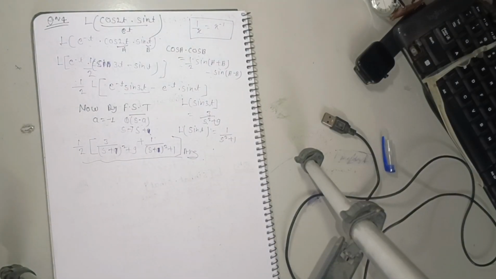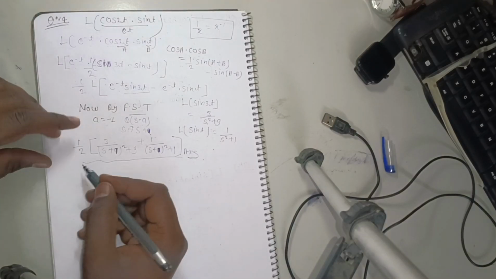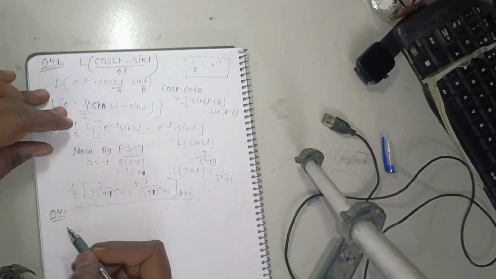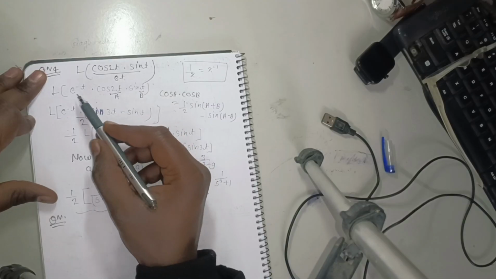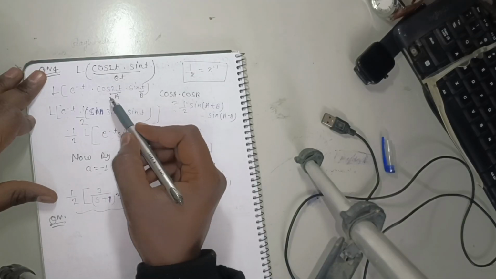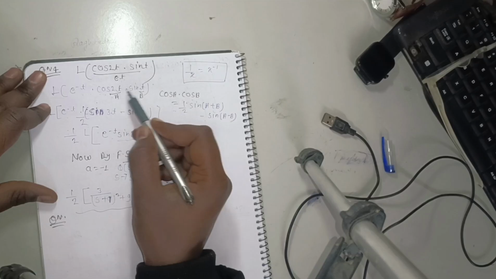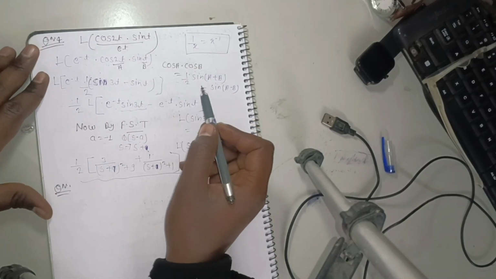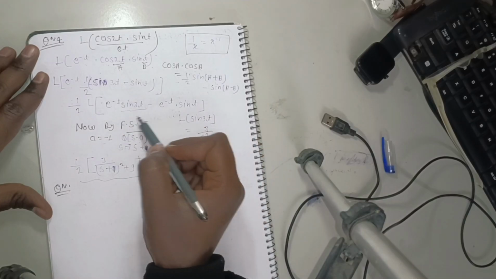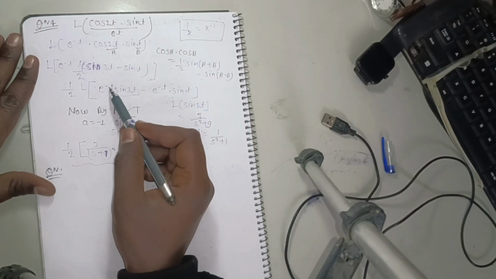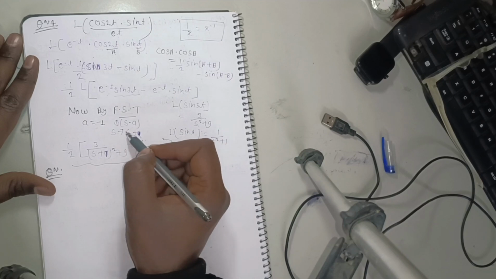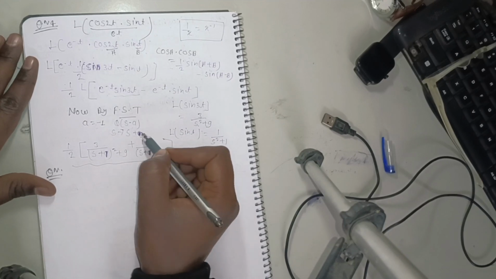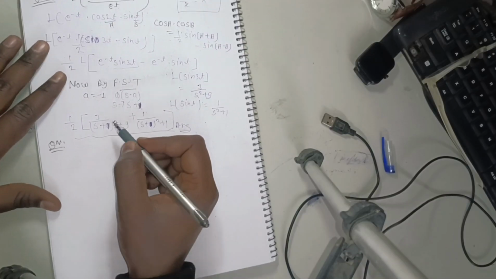Okay, now let's move on to the next. Now let me recall what I did. We have this question which is given, so I cannot solve it while it is a multiplication, so I have to use the formula cos a into sin b, which is 1 upon 2 sin a plus b minus sin a minus b. Then I put the value a is equal to minus 1, then s minus a means s minus minus 1, so s plus 1. Then I put the value of s as s plus 1.